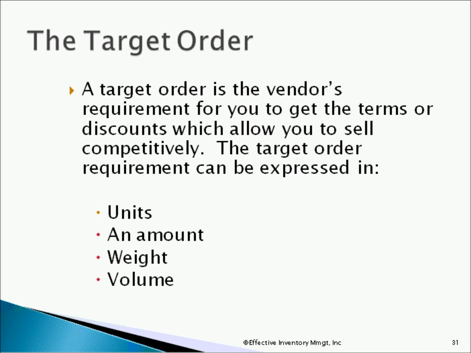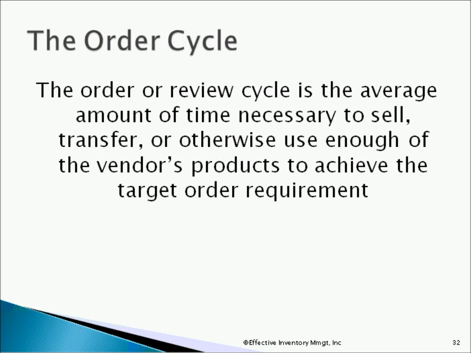Weight or cubic volume. Say you have to buy by the truckload or by the container. We'll express the target order in weight or cubic volume. Now, we're going to figure out how long it takes us to sell enough product to meet that target order requirement. This is something that we call the order cycle, or some of you may know it as a review cycle. That is the average amount of time necessary to sell, transfer, or otherwise use enough of the vendor's products to achieve the target order requirement.